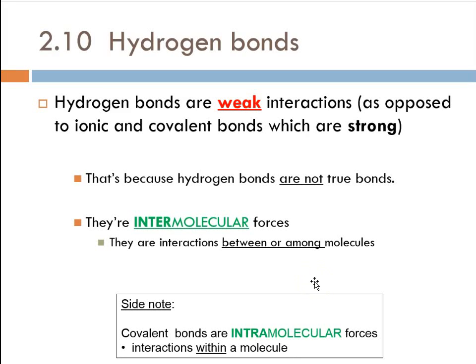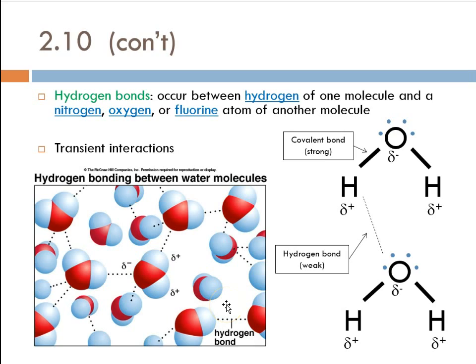So the last bond I'm going to talk about is called the hydrogen bond. These bonds are actually really weak. They're one of the weaker ones that we're going to talk about. And it's basically these intermolecular forces between two different types of molecules. So hydrogen bonds occur between a couple of different molecules.